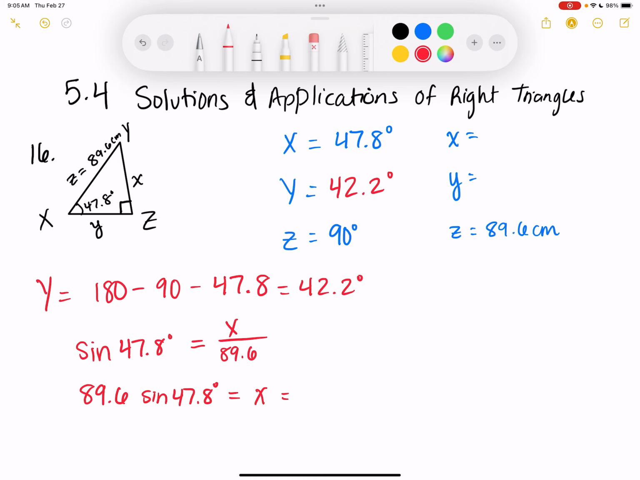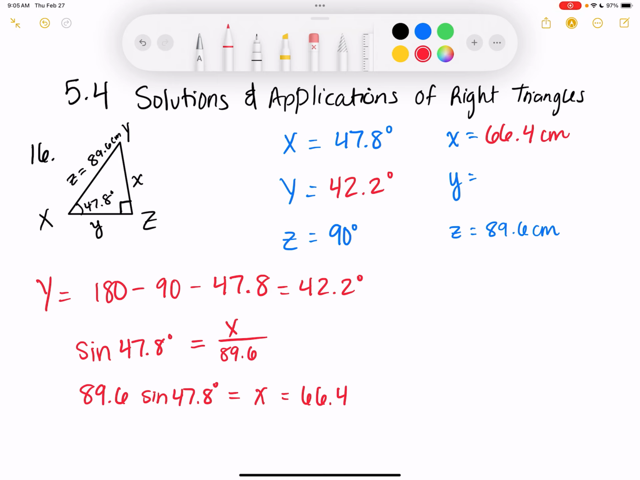So now I just do 89.6 times the sine of 47.8 and hit enter. And so this side length, and we'll just do one decimal place on these, is 66.4 since it'll be rounded. So when I put it up here in my little table of stuff to make sure I have everything solved for, we're going to want to put those units on there since they gave us units. If they don't give you units, you don't need to worry about it, but if they do, you should put them on there. Not the end of the world if you don't, but just to get in the habit.